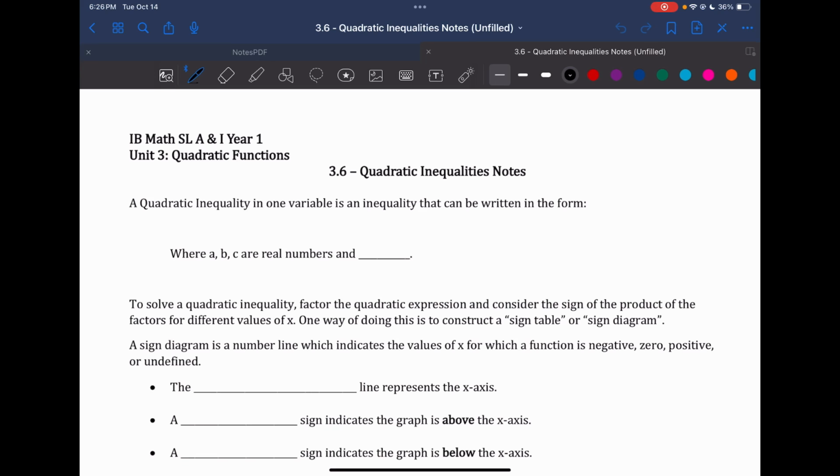So quadratic inequalities in one variable is an inequality that can be written in the form ax squared plus bx plus c, or any variation of that. But instead of having an equal sign, you would have some sort of inequality sign, whether it's less than or equal to, greater than or equal to, any of those options will work. So just remind yourself that it can be any of those options. A, B, and C are real numbers, and A cannot equal 0, or else it wouldn't be quadratic anymore, it would be linear.